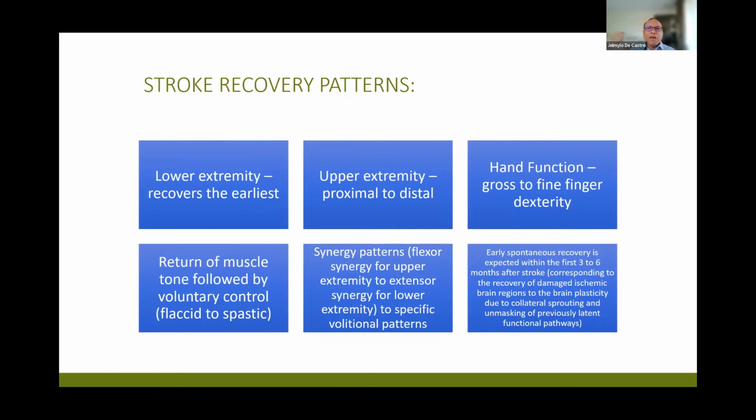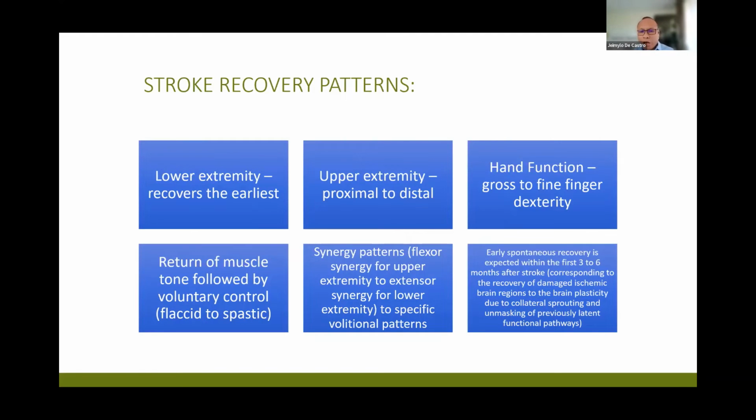It's a velocity-dependent resistance to passive movements. In other words, if you move it fast, there's more resistance. If you move it slow, then the limb usually follows. So that's what we call spasticity. And then, of course, early spontaneous recovery is expected within the first 3 to 6 months.